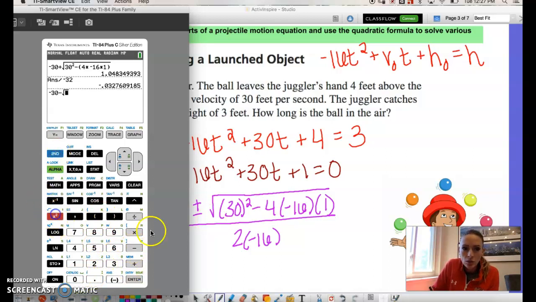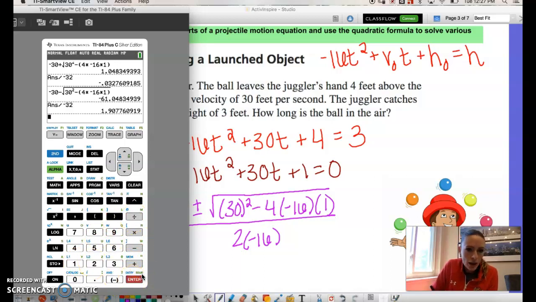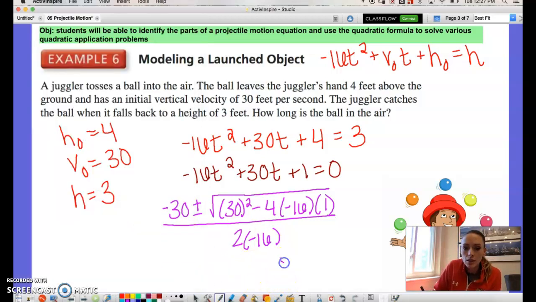Minus the square root of 30 squared minus 4 times a times c, divided by negative 32. And we get 1.91 seconds. So then you just go 1.91 seconds.